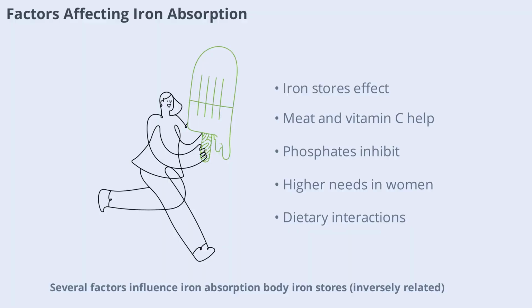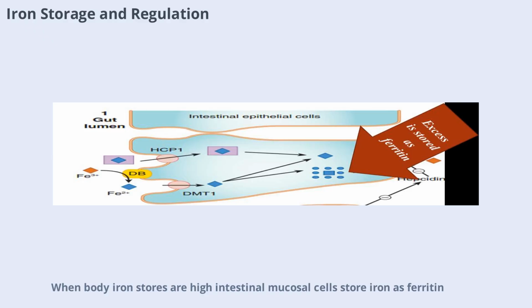Several factors influence iron absorption: body iron stores, which are inversely related, the type of iron consumed, and other foods eaten simultaneously. Meat and vitamin C enhance non-heme iron absorption, while phosphates, tannins, and calcium inhibit it. Women, especially those menstruating or pregnant, have higher iron requirements and absorption rates. When body iron stores are high, intestinal mucosal cells store iron as ferritin rather than transporting it into the bloodstream, preventing toxicity. This adaptation is crucial for maintaining iron homeostasis and avoiding overload, which can be harmful.